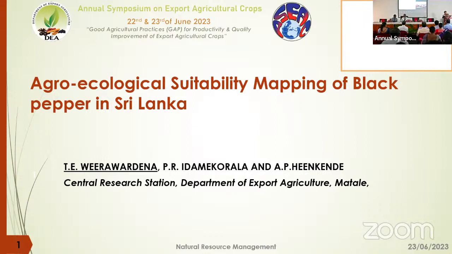Very good presentation. Is this type of map available for cinnamon crops also? This is at the research phase. Actually, the study started from black pepper. First of all, we have to identify the areas suitable for black pepper, and then we can use this information for cinnamon. Okay, good. Thank you very much. So that methodology can also be applied to any other crops, I think.